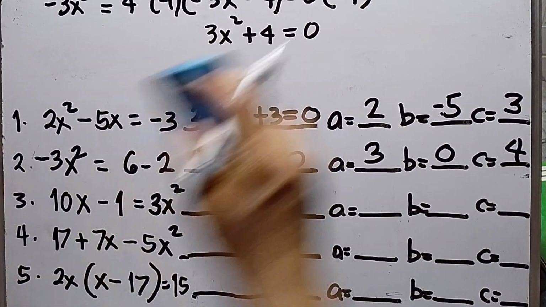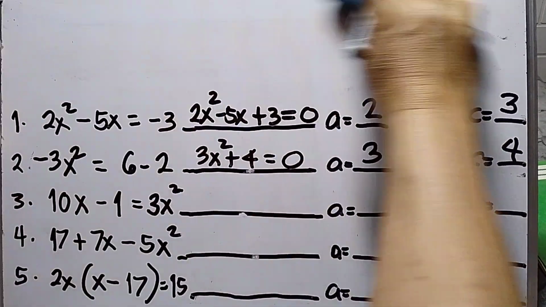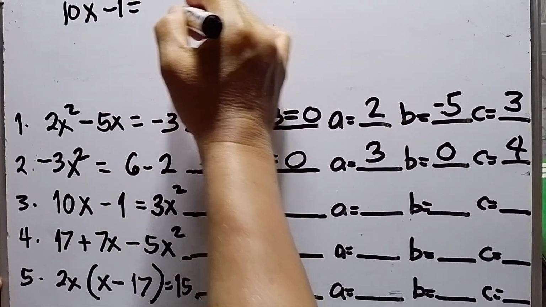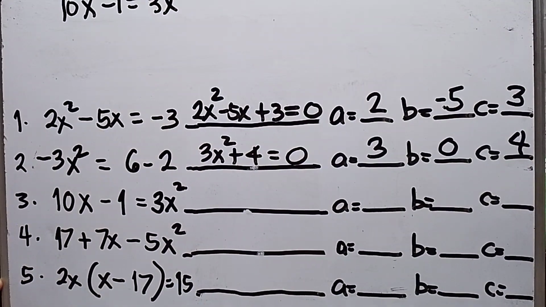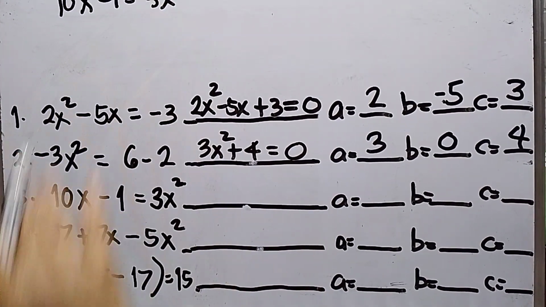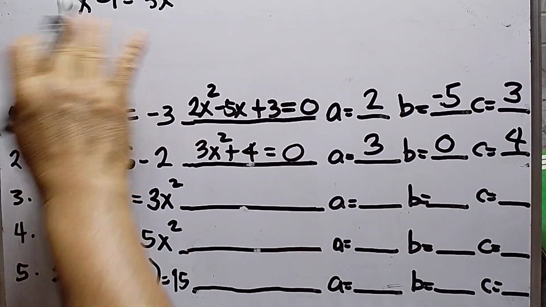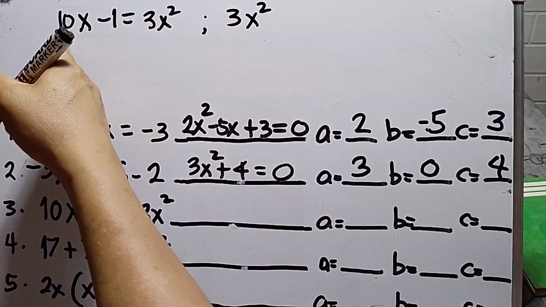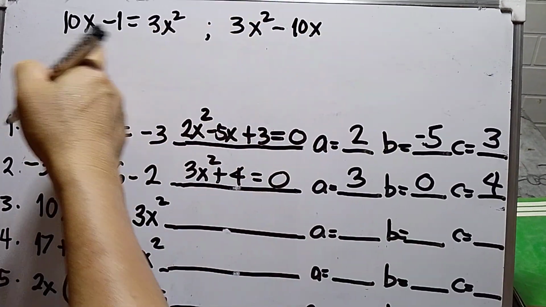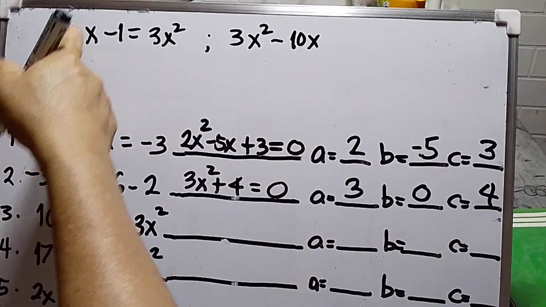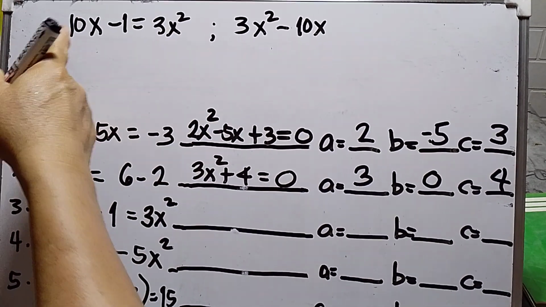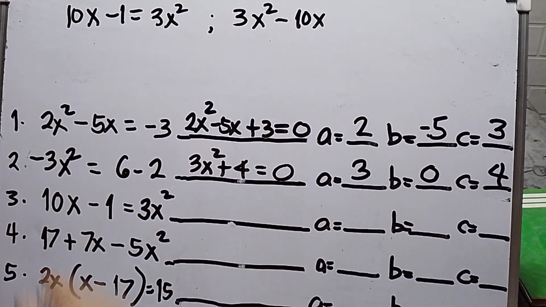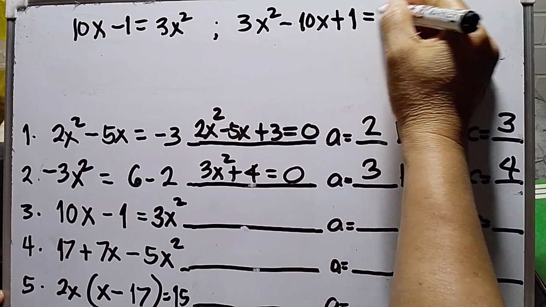Then for number 3, I have here 10x minus 1 is equal to 3x squared. So 3x squared will remain at the right side, and this 10x minus 1 will be transposed to the right side. So this will be 3x squared minus 10x. Take note, if we transpose a term from the left side going to the right, the sign must be changed. So this positive becomes negative. This negative 1 will be positive 1 and then equate to 0.